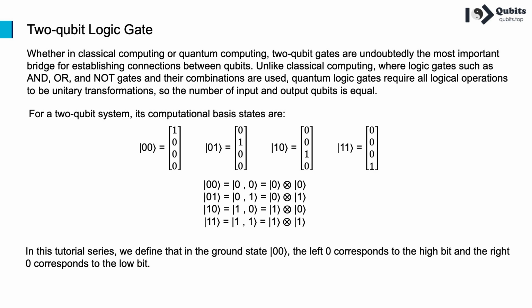These 4 bases can be used to represent any 2-qubit state, and they form a complete orthonormal basis for the 2-qubit Hilbert space. In this tutorial series, we define that in the ground state |00⟩, the left 0 corresponds to the high bit, and the right 0 corresponds to the low bit.